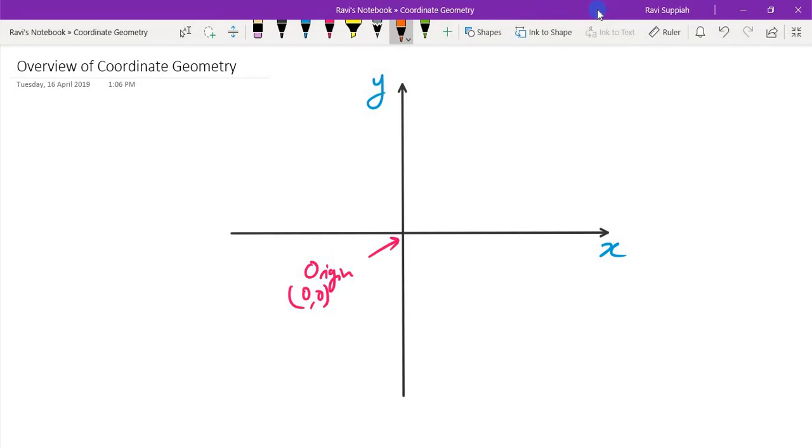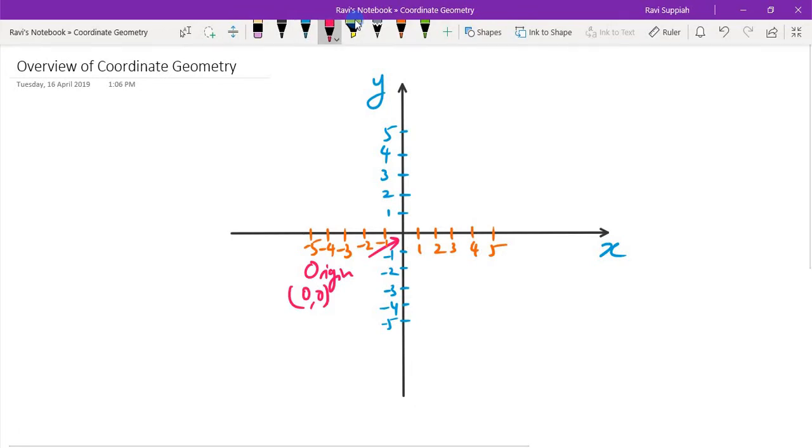Now from the origin, if you go towards the right, the x value increases. So you can have 1, 2, 3, 4, 5 and so on. Similarly, if you go towards the left-hand side, it decreases: -1, -2, -3, -4 and -5. The same for the y-axis. When you go up, it increases: 1, 2, 3, 4, 5, and when you go down, it decreases: -1, -2, -3, -4, -5.